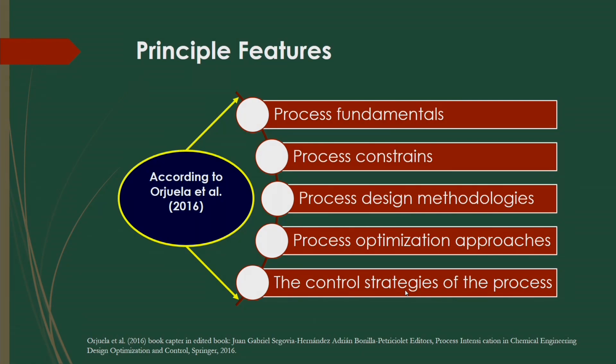Sometimes if you reduce the variables, you have to consider the intensification of the process. You have to develop new methods for that process, so that you can use fewer variables for that particular operation. So, you will get fewer constraints for that particular process. Also, process design methodologies: you have to design those methods in such a way that they are sustainable and also eco-friendly and economic.